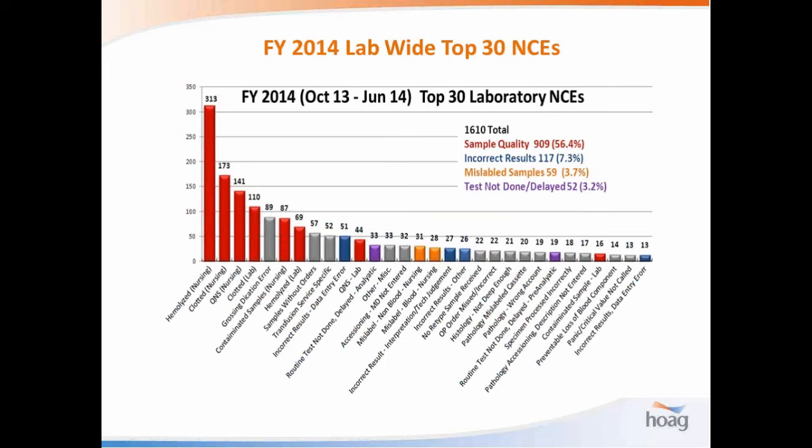In any case, we can see, and I'm sure in your laboratory as well, that sample quality, whether mislabeled, hemolyzed, QNS, clotted, or contaminated, makes up 60% of our NCEs in the general laboratory system, followed by incorrect results or delay in results. So all the red bars have to do with sample quality. We've made that a top priority for this fiscal year. We are working with a team from the ED to work on hemolyzed samples, a lot of which come from catheter draws.